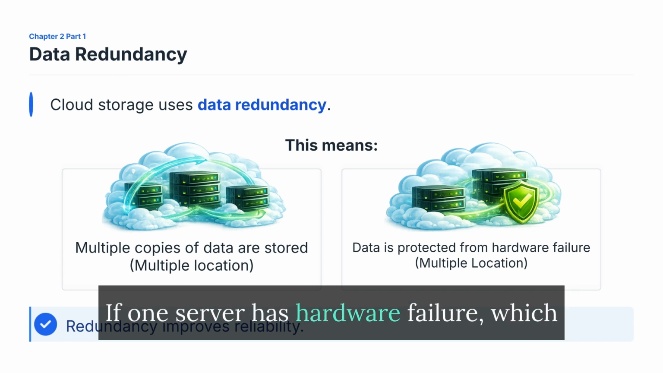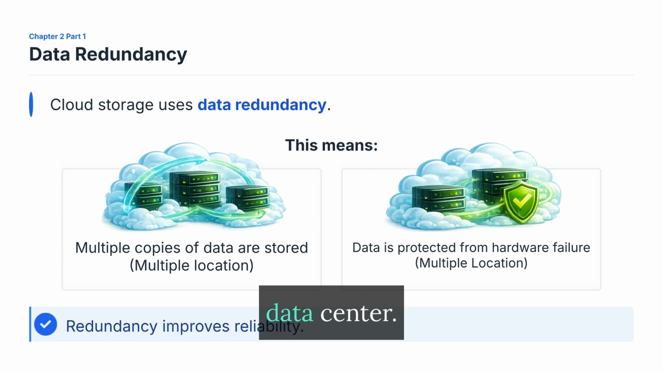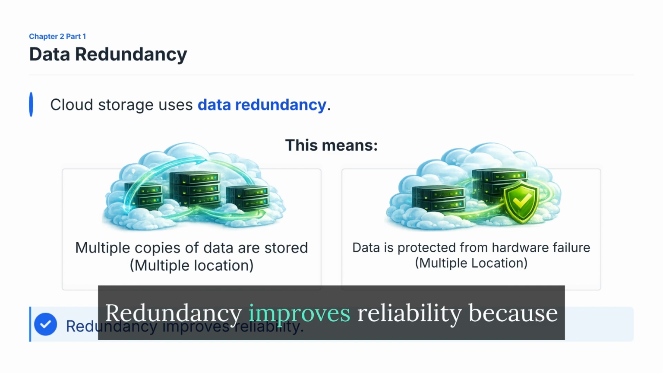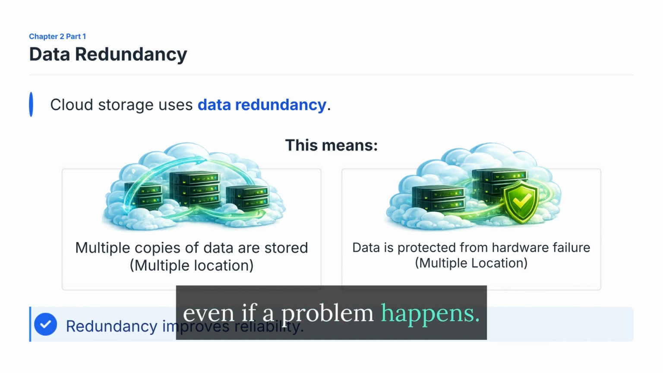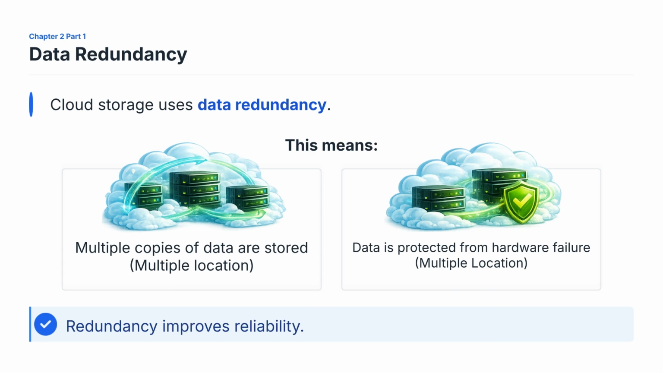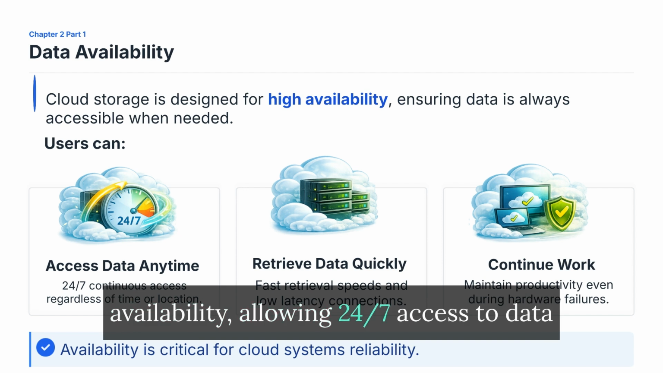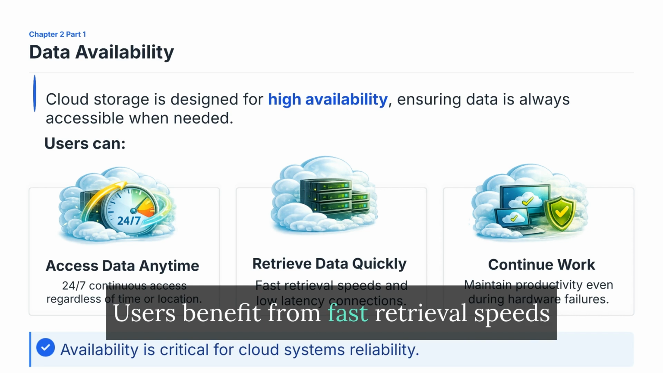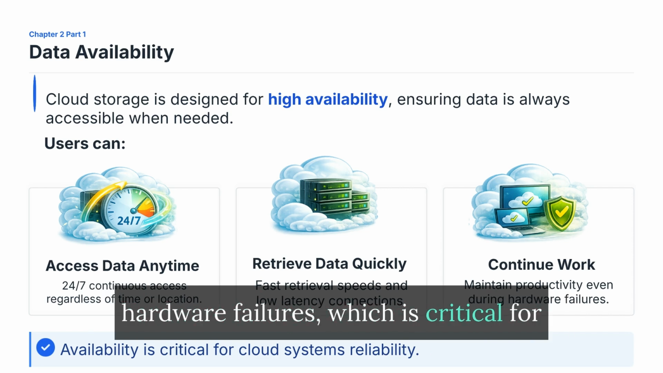If one server has hardware failure, which means the physical machine breaks down, your data is still available from another data center. Think of it like keeping copies of important notes in different cities. Redundancy improves reliability because your data remains safe and accessible, even if a problem happens. Cloud storage is designed for high availability, allowing 24/7 access to data regardless of location. Users benefit from fast retrieval speeds and can maintain productivity even during hardware failures, which is critical for reliability.